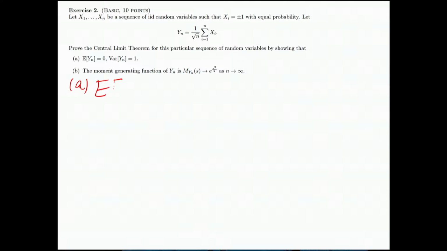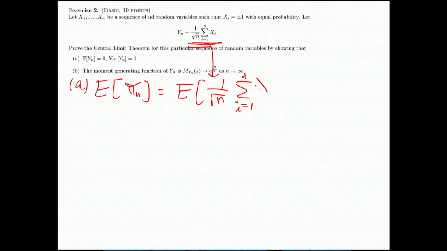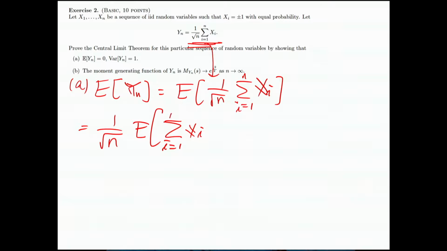So the expectation of yn is the expectation of 1 over square root of n times the summation i from 1 to n of xi. That means take 1 over square root of n outside, leaving the expectation of the summation i equals 1 to n of xi. I can switch the summation and the expectation.